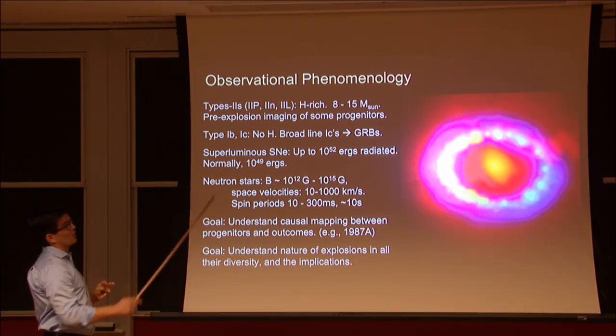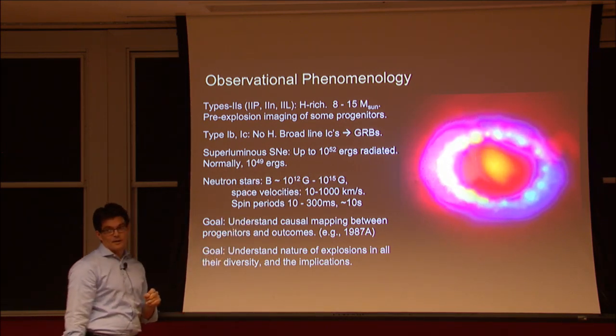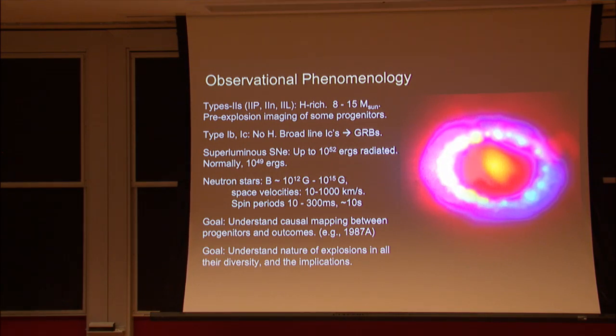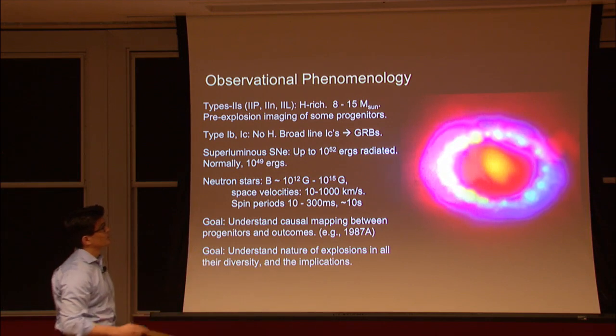There are superluminous supernovae, which radiate up to 10^52 ergs, even though normally we only see a paltry 10^49 ergs. So there are many different types of supernovae, some of which I'm going to come back to. Specifically, I'm going to come back to GRBs and superluminous supernovae.